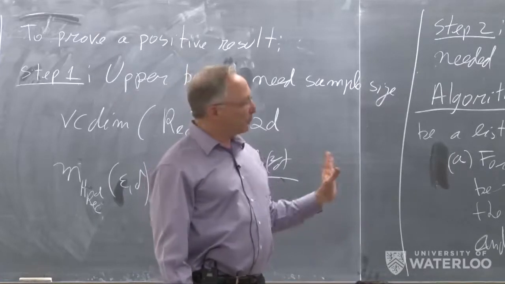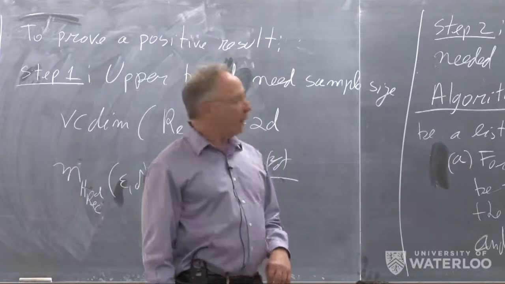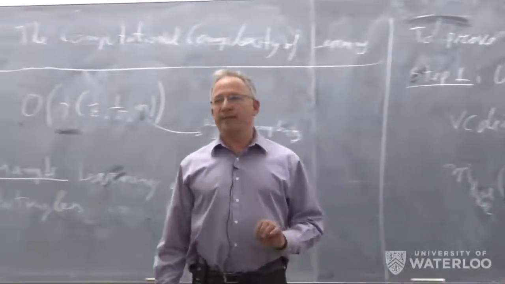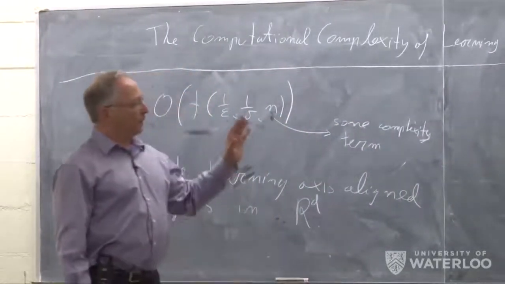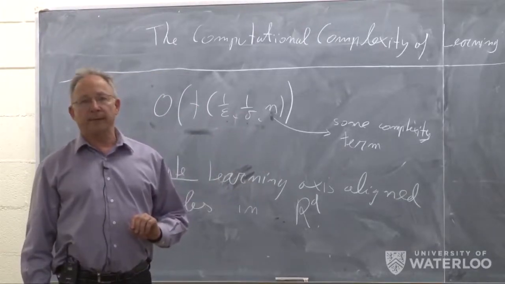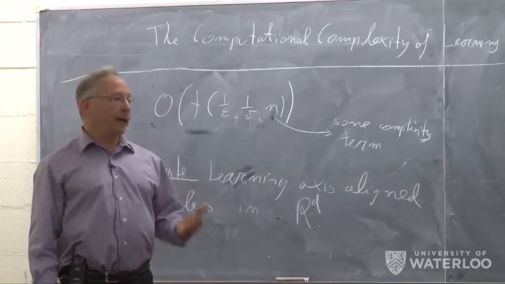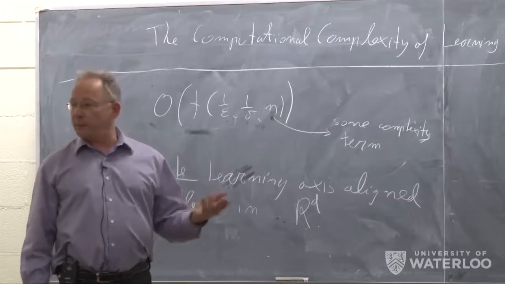Now what I want to focus on is the positive result. We'll talk about negative results later. So this is our first example of a positive runtime result for learning. We know what the parameters are that we are looking at, and we have some kind of a paradigm of how to analyze a learning problem: analyze the sample complexity, and find a way to do ERM as efficiently as possible.